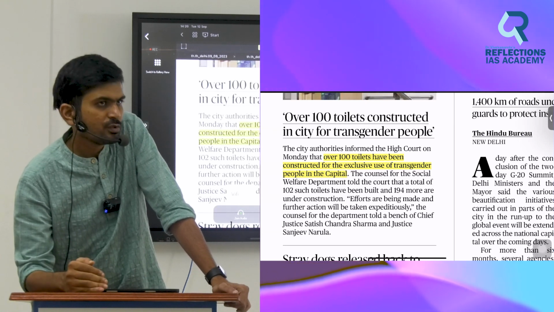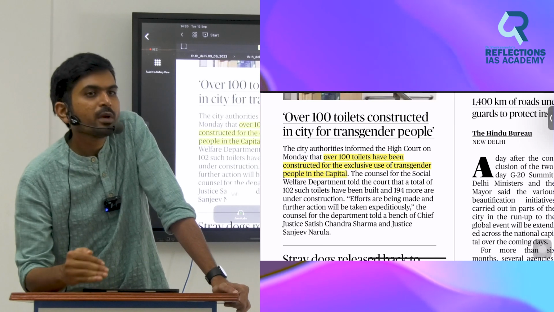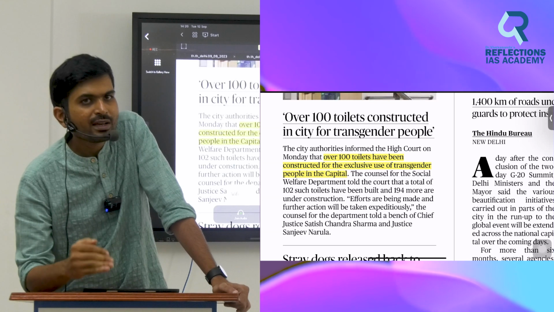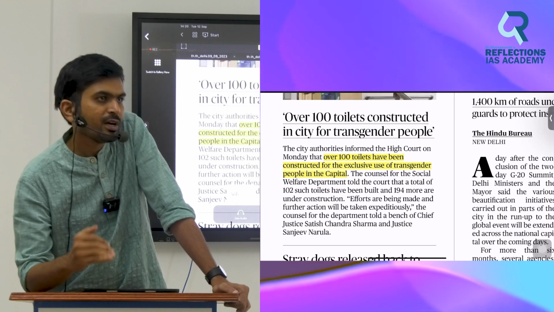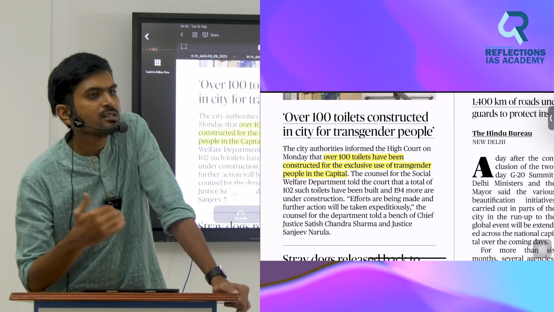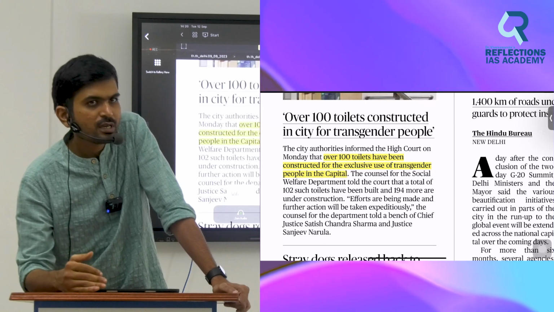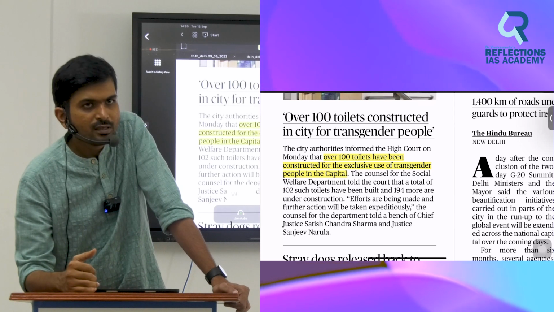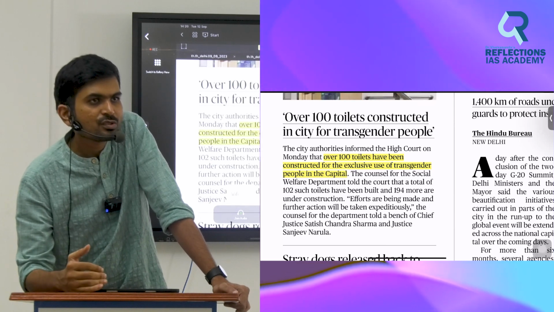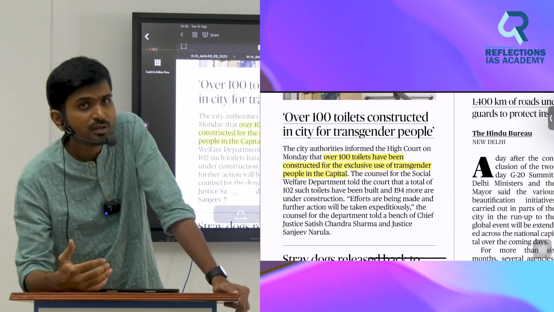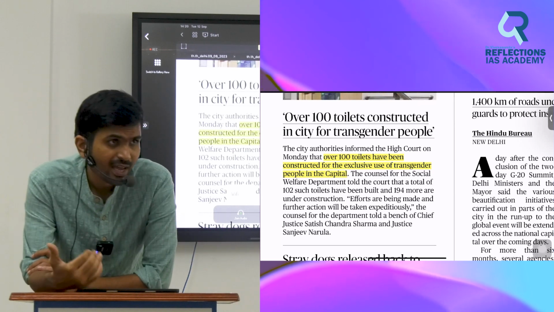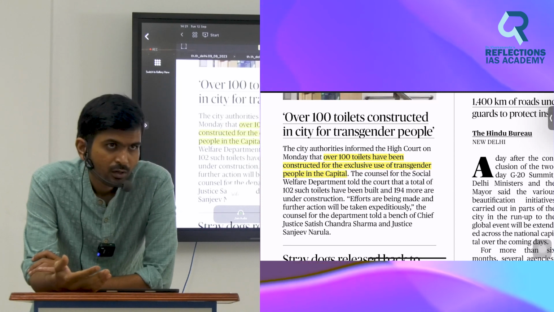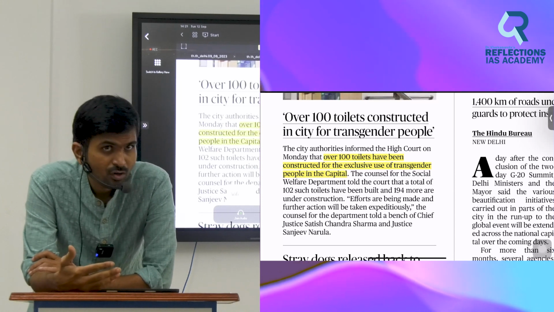These are mains questions. What are the steps taken by governments to promote integration or normalization of transgenders? Then you can bring in such examples by saying progressive states like Delhi are constructing special toilets for transgenders. And there are certain metro stations in Delhi where transgenders are hired as office staff. Not only women but transgenders are also hired.